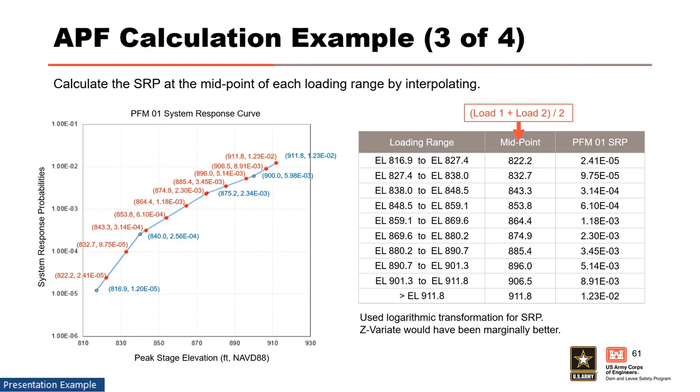Here, a logarithmic transformation was used when interpolating to get the system response probabilities. Z-variate would have been marginally better at linearization, but not by enough to make a meaningful difference. So with this in mind, we use logarithmic interpolation because it's much easier to plot in Excel. Just to reiterate, we take the midpoint stage of each loading range, then interpolate to find the system response probability for that midpoint stage.